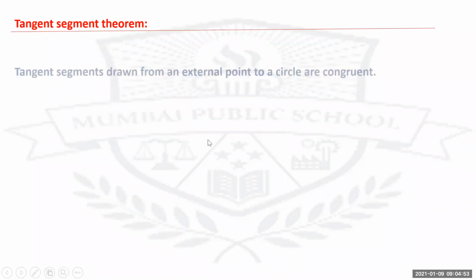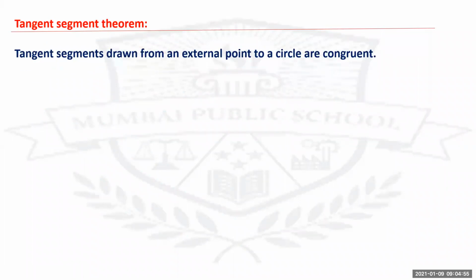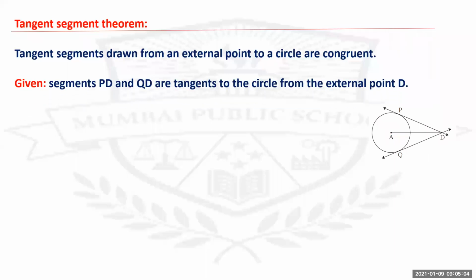Tangent segment theorem. The tangent segments drawn from an external point to a circle are congruent. Understand? The given segments PD and QD are tangents to the circle from external point D. So point D lies outside the circle, and from that point D you are drawing two tangents to the circle, and you have to prove that these tangents are congruent, that is, segment DP congruent to segment DQ.